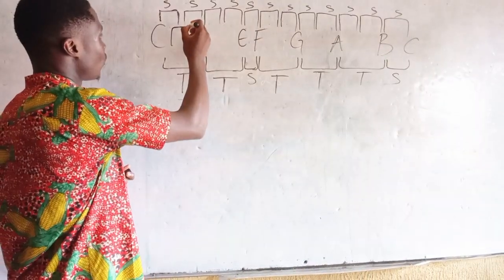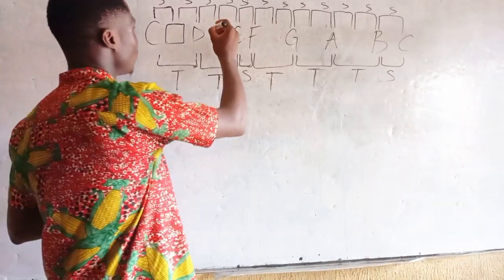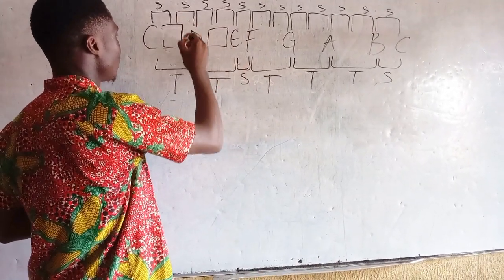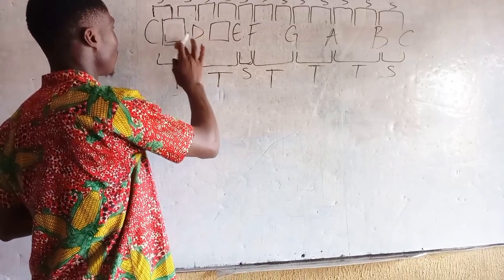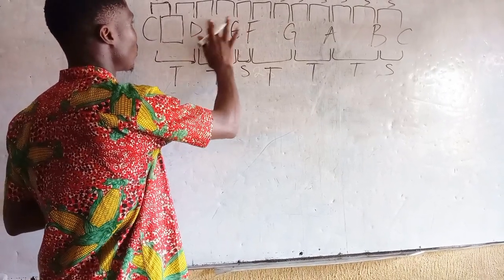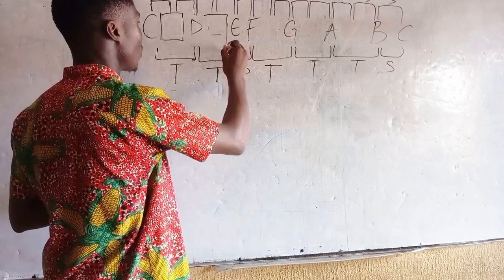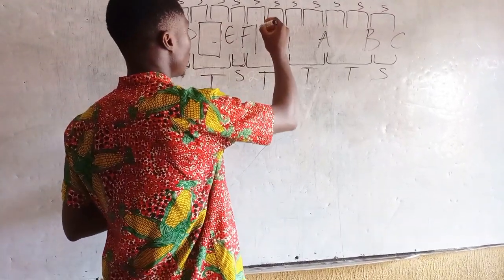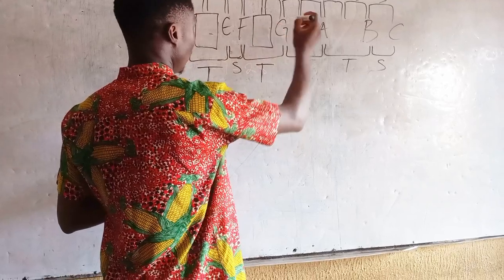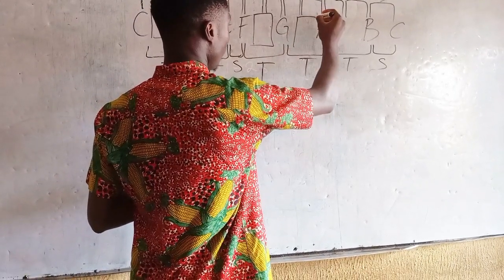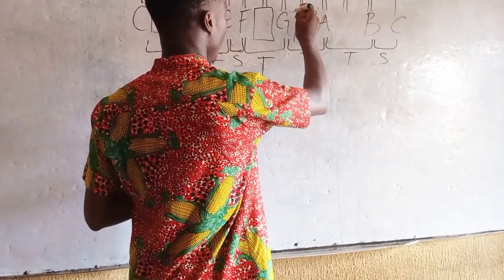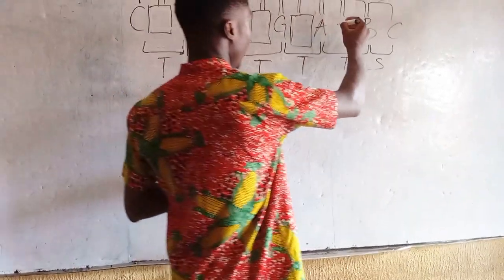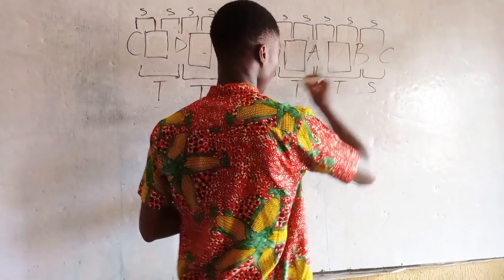So we have 1 accidental key, 2 accidental keys, 3, 4, and 5.